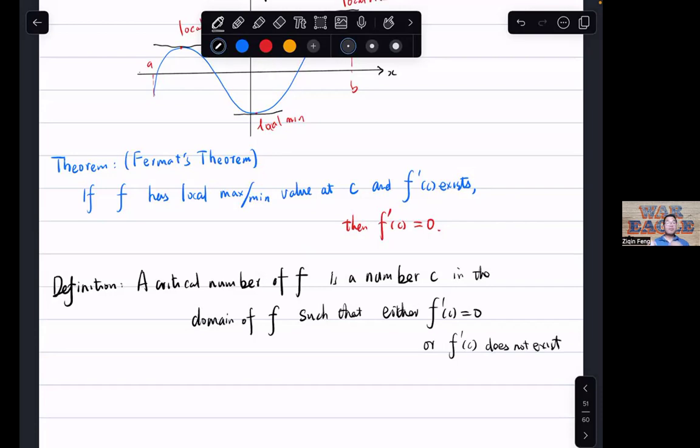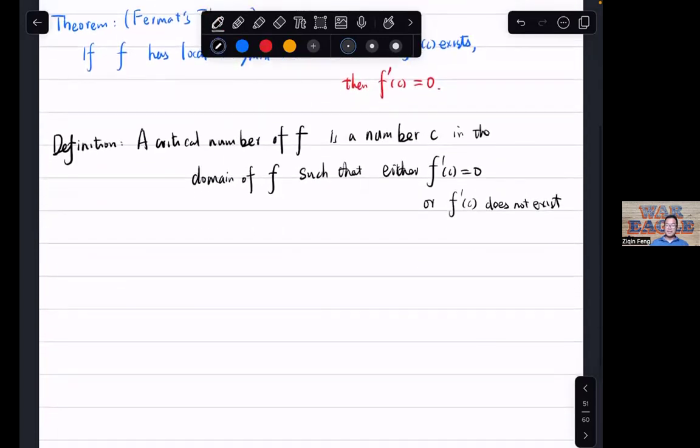So f prime of c equal to 0 doesn't imply you always have a local extreme value, either maximum or minimum. There are counterexamples, but that's a necessary condition. So we just look for all the numbers such that f prime of c is 0, and also f prime of c does not exist. That's all the possible places you get a local maximum or local minimum value. Then among them, you will get your extreme values. That is basically the motivation behind this definition.